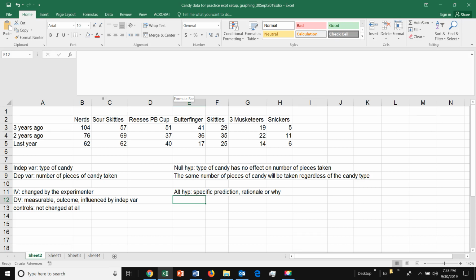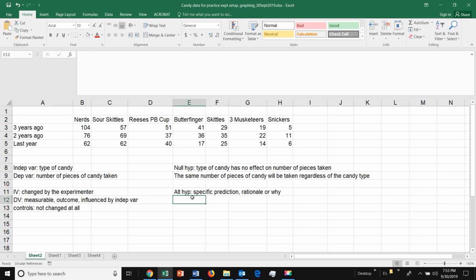Okay, so getting back to our independent variable. Our independent variable is the type of candy, right? In this particular instance with my friend James, we have 7 different types of candy. So this is really tricky to write an alternative hypothesis because we would have to say, like, we think that more nerds will be taken than Sour Skittles because nerds are cuter, but less nerds will be taken than Reese's because everybody likes peanut butter or something. And so this is just going to get crazy in a hurry.